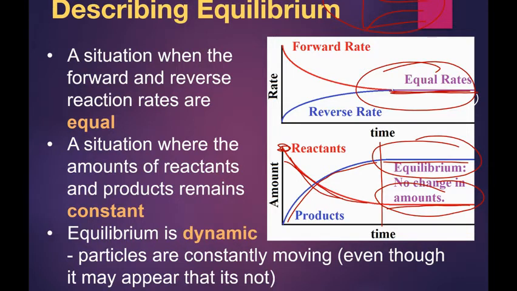So going through these notes real quick, just to make sure that we've hit all of the points, a situation when the forward and the reverse reaction rates are equal, that's when equilibrium has been met. At that point, the reactants and the products remain constant. So the concentration of the reactants and products is constant. Now, notice they're not the same, but the concentration of the reactant stays constant and the concentration of the product stays constant. Equilibrium is a dynamic process, meaning that it's constantly moving, it's constantly shifting. Okay, even though it may appear like it's not.